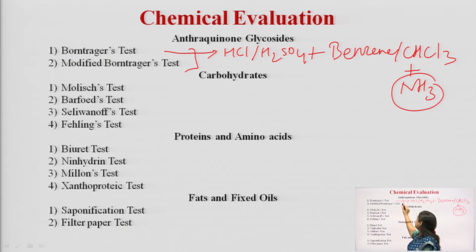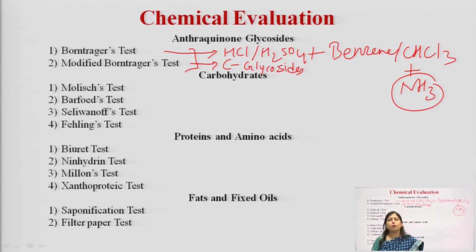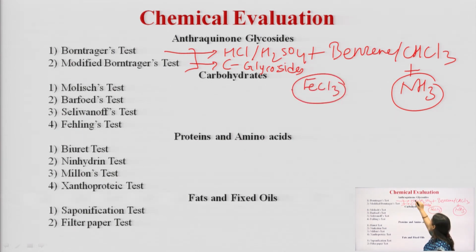Now, what happens is that the C glycosides are normally present in aloe vera. These C glycosides will not give the positive Born-Traeger test, because the C-C bond is very tight, it is very strong. So, to break that, we normally add FeCl3 to the above mixture. First we will add FeCl3 and then HCl, then benzene and then ammonia. Then we will get a pink color. So, that is the modified Born-Traeger test.